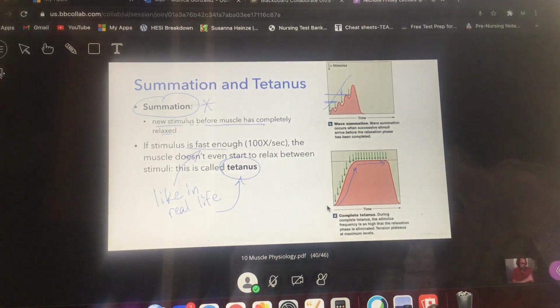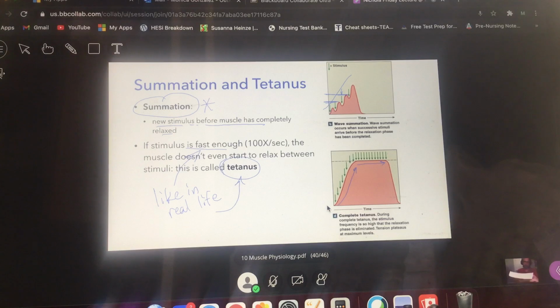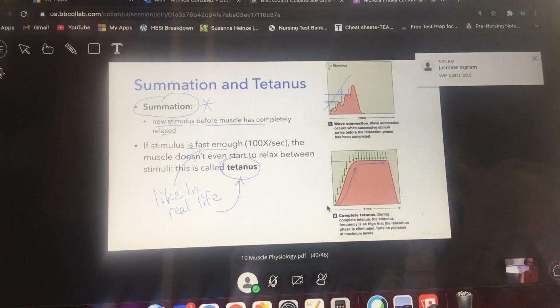So if you got, I don't know, pick something here. I got a book. It's my Gray's Anatomy, right? So I've got a book here, and I'm lifting this book right here. Nope, no, that's a cramp. That's a cramp. Not a Charlie horse. A Charlie horse is a cramp. What I'm doing right here is tetanus.